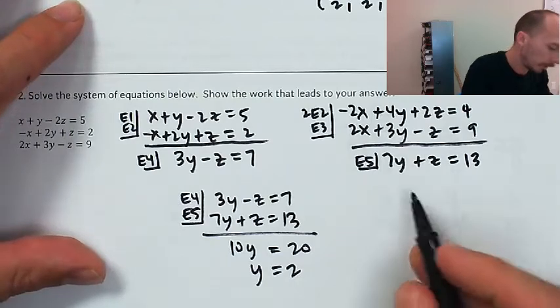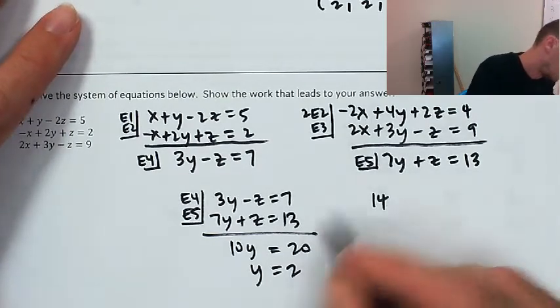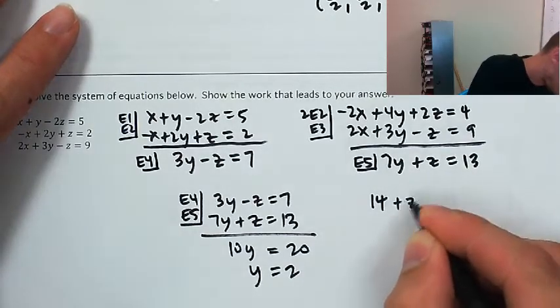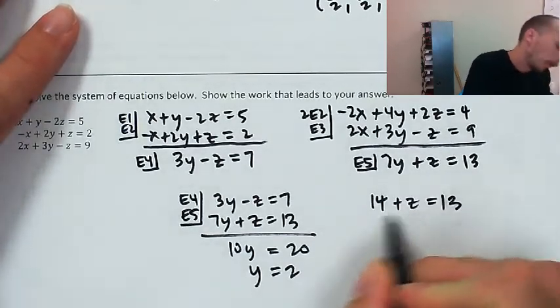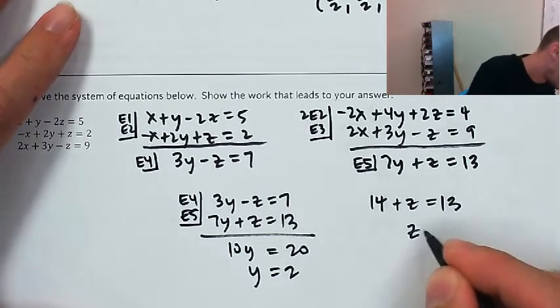Okay. Now I'll go back to, I don't know, maybe this one. 7y is going to be 14, because 7 times y is 7 times 2, plus z equals 13. Okay, so I know 14 minus 1 is 13, so I know that z needs to be negative 1.